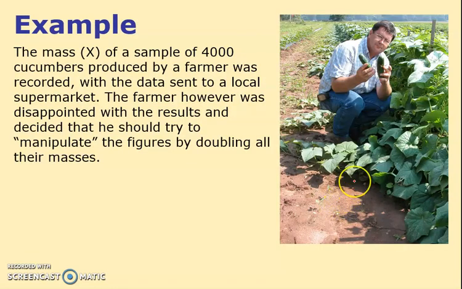So let's look at some questions. We've got this farmer. He's meant to produce some cucumbers, it would seem, for a local supermarket. And he's used this new fertilizer, it says. No, he doesn't say that at all. I just assumed that. He's producing cucumbers that he's meant to send to the supermarket, and he's basically not very happy. They look quite small cucumbers, actually. And so he's trying to manipulate these figures. He's cheating, basically. He's doubling all their masses.